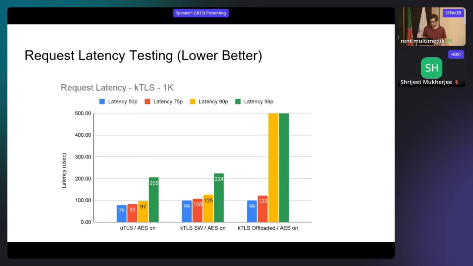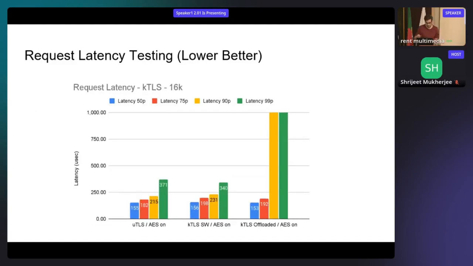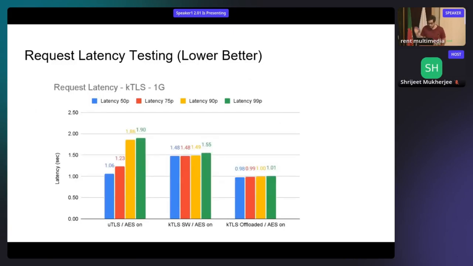As we can see for short flows, KTLS performs okay, but for KTLS offload, the 90th and 99th percentiles are exploding. We see the same trend for the other file sizes. And when we get to one gigabyte, which is an elephant flow, we see that the percentiles are okay-ish for all the implementations.